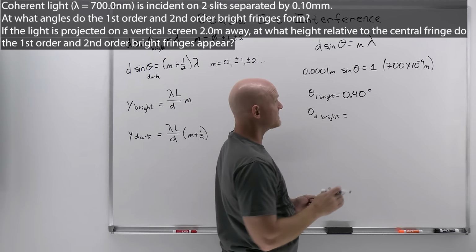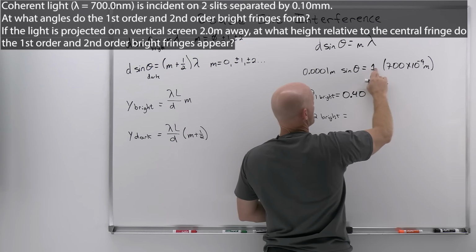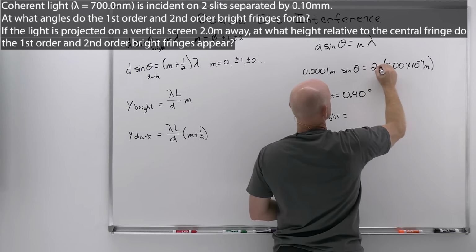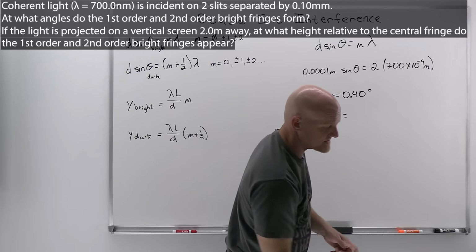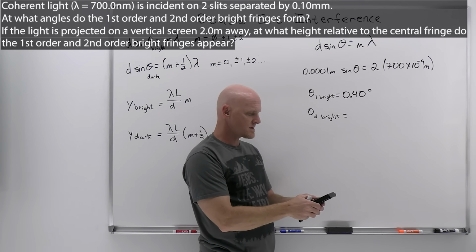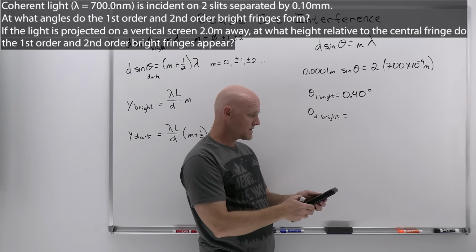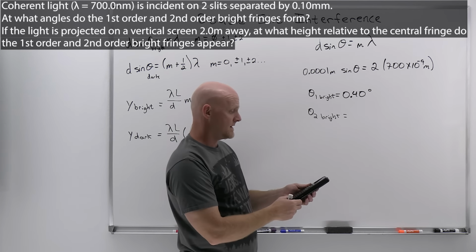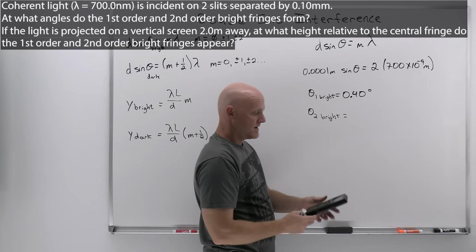Okay, so then we want the second bright fringe, which I'll call theta 2 bright here. In this case, the only difference is that we have to change the value of m from 1 to 2. The rest of the calculation is the same. So I'm going to hit second function entry and go back in and substitute out the 1 that I plugged in, and change it for a 2.